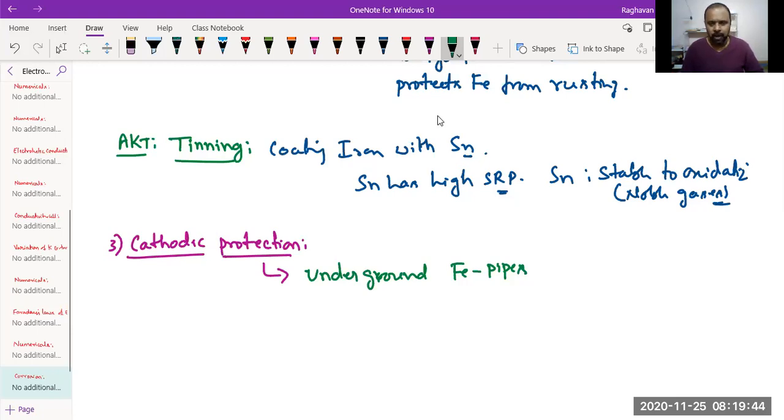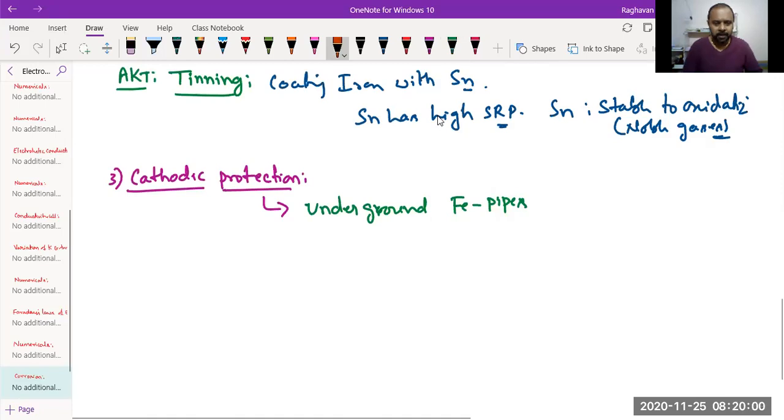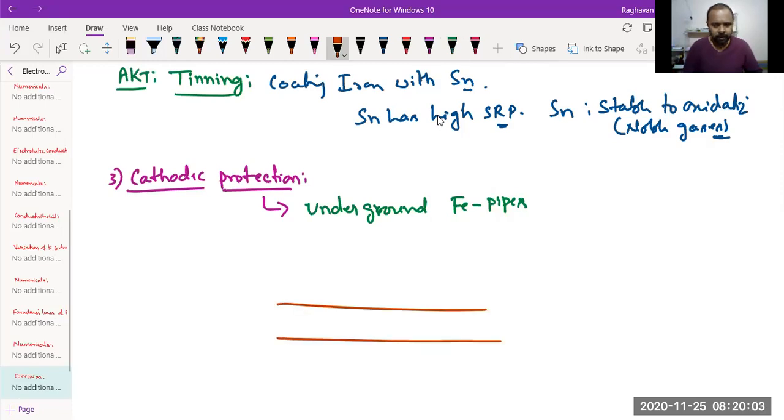Coming back to this now. Underground iron pipes may carry some electrolyte solutions in the form of effluents or domestic waste, so they will be corroded faster. In such cases, if these are underground pipes, they connect magnesium strips here and there. If you see in the electrochemical series, magnesium is in a much higher position compared to iron. Even magnesium is above zinc. So these iron pipes are connected with magnesium strips.